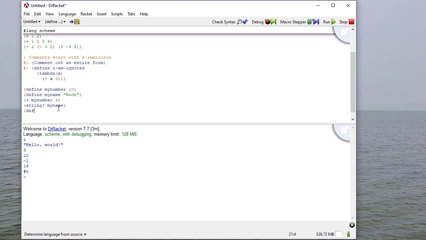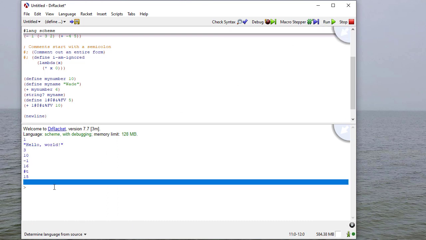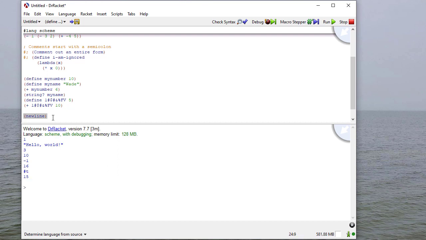And Scheme will let you define pretty much anything as a name. So here is a name with a bunch of special characters and so forth. And so now if I add that to 10, it'll actually evaluate that to 5 and add 10, and you get the result 15. So for cleaning up your output, there's a nice form called newline that evaluates to just an empty line. You can see that here. Typically, though, you won't add that to a procedure.